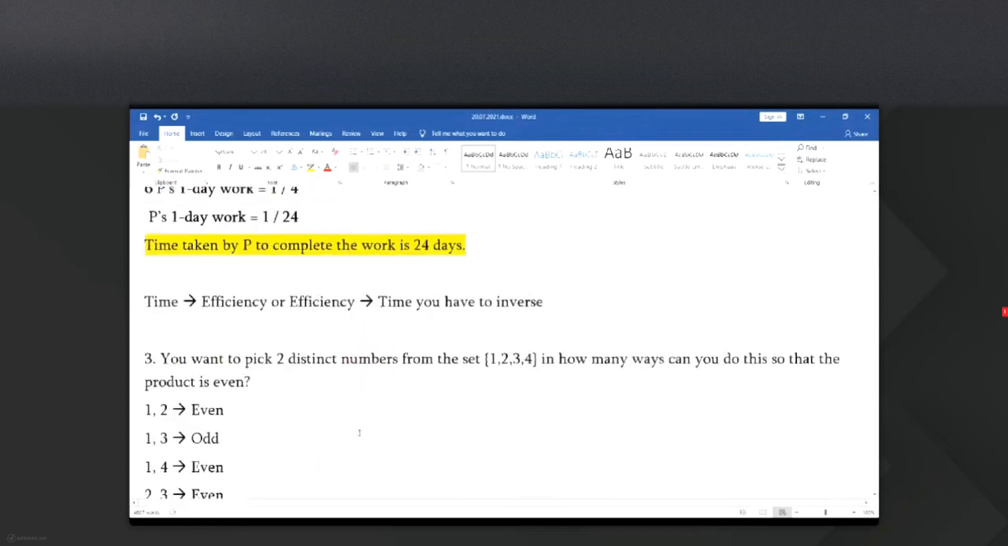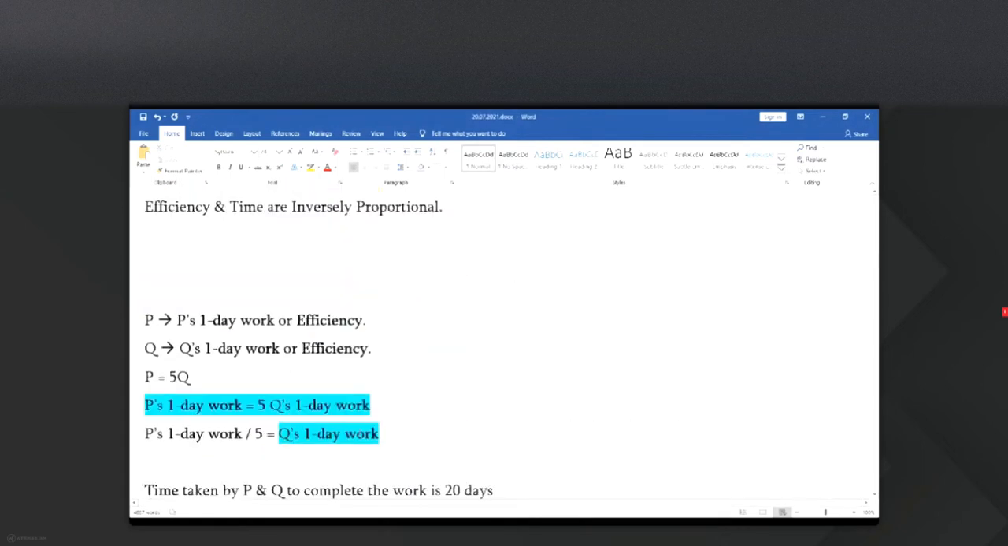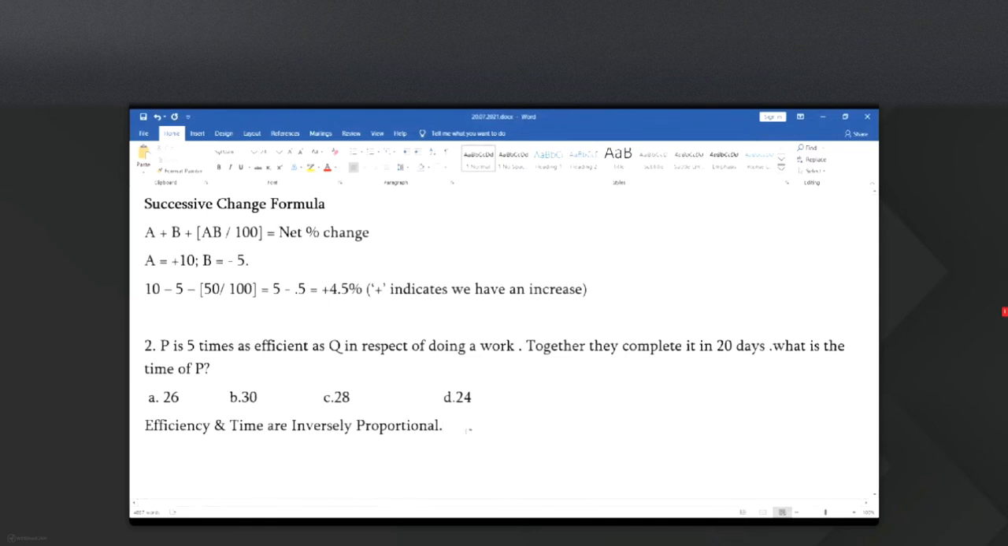We'll try this. Just try this case. I'll explain this here.